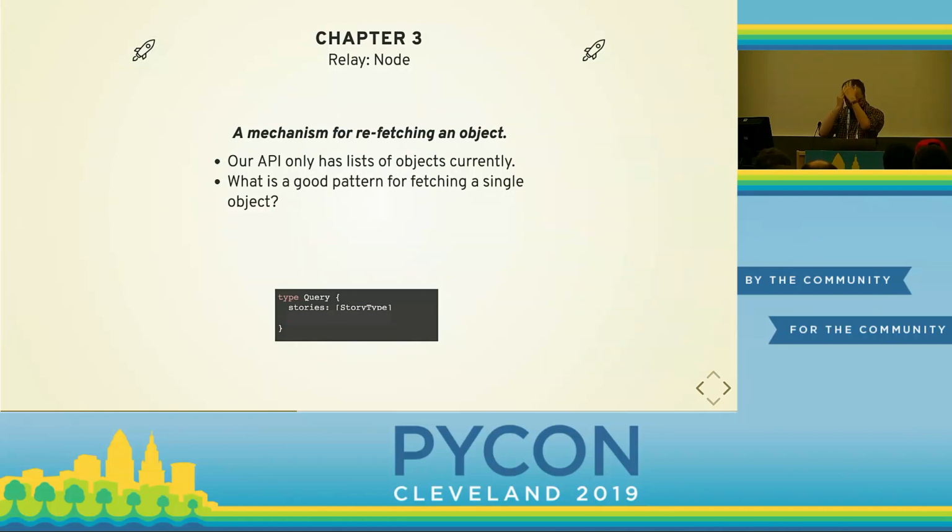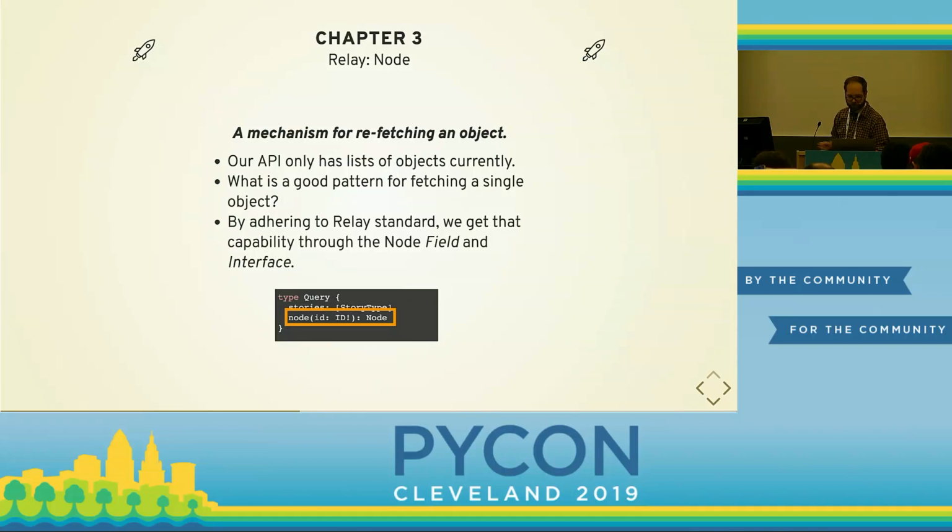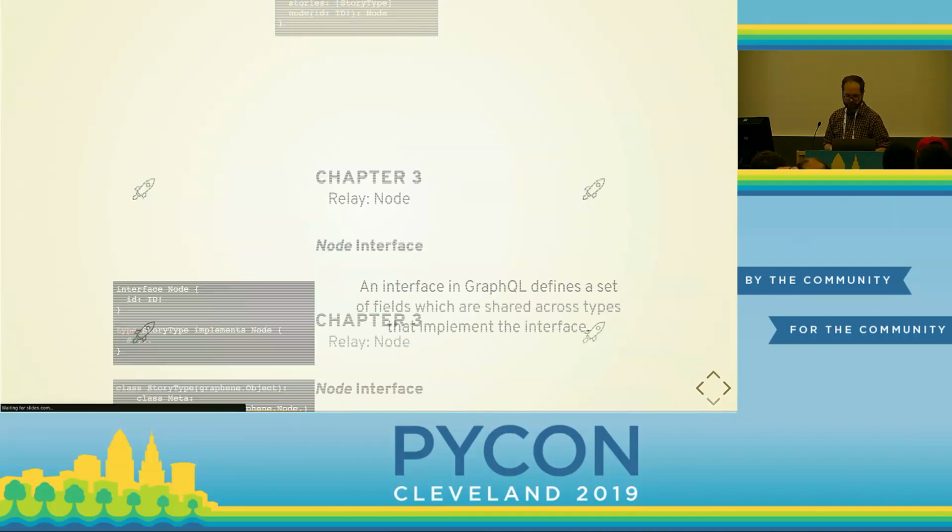Sorry, skipping ahead. We'll get to connections in a little bit, but for fetching a single object, going the other way, if we just want one story, a particular story, what's a good pattern? We could add a single story field on the root query and pass the ID to that, or we could follow relay standard. Relay requires a node field and interface at the root query that allows us to fetch any object that implements that interface. Let's dig into that a little bit more.